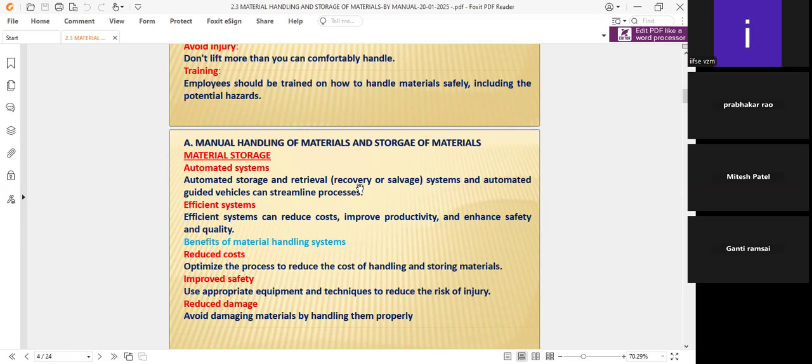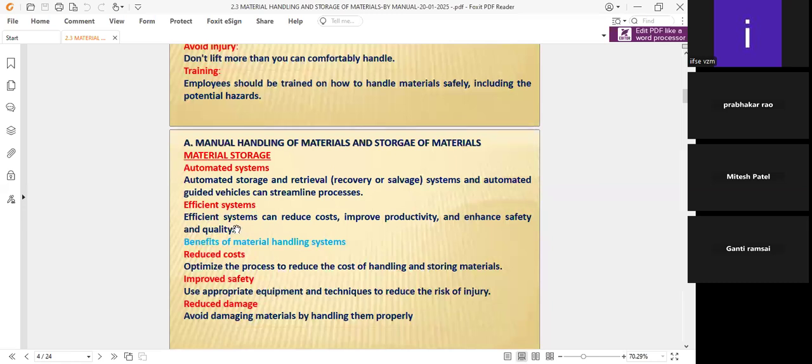Definitely the injuries will be less, as there should not be any human error in this. Efficient systems can reduce the cost, whether it is manual or automated. Definitely it will reduce the cost, improve productivity, and enhance the safety and quality. That is what we call efficient systems.